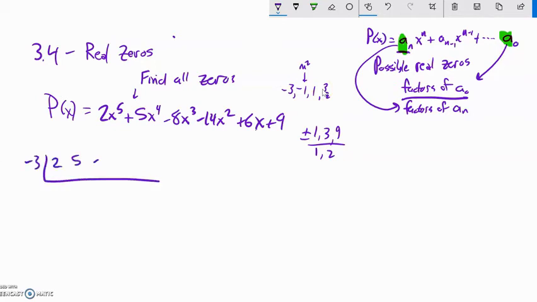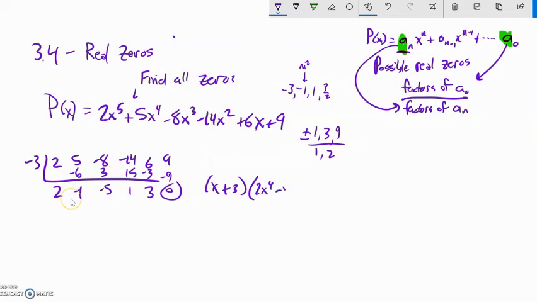2x to the 5th, 5x to the 4th, negative 8x cubed, negative 14x squared, 6x, and a 9. So negative 3, bring it down, multiply, add, multiply, add, multiply, add, multiply, oh, this looks good, add, multiply, boom. So here's what we did. We factored out an x plus 3, remember, because it's a 0. And what we were left with, this was x to the 5th, we were left with 2x to the 4th minus x cubed, minus 5x squared, plus x, plus 3. All right, so I knew negative 3 worked.